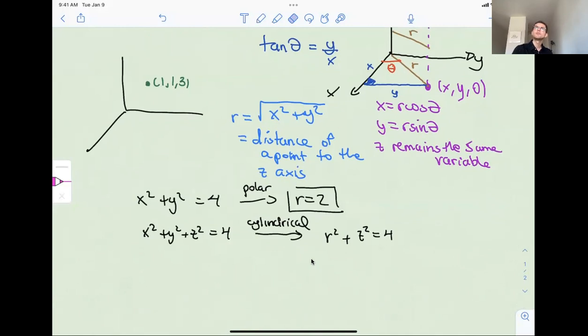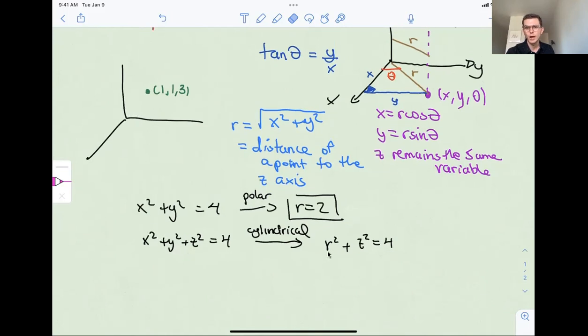The point is that you are not trying to change z in terms of anything new, which is what happened with x and y, where we are replacing x and y with their versions in terms of r and theta.